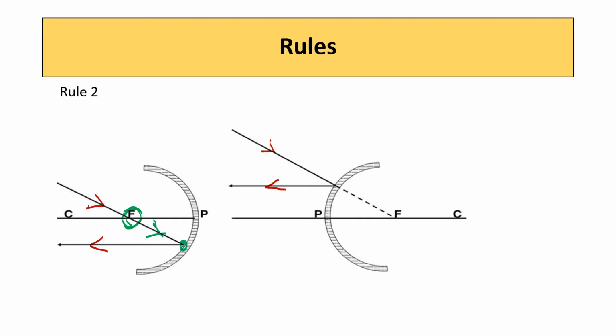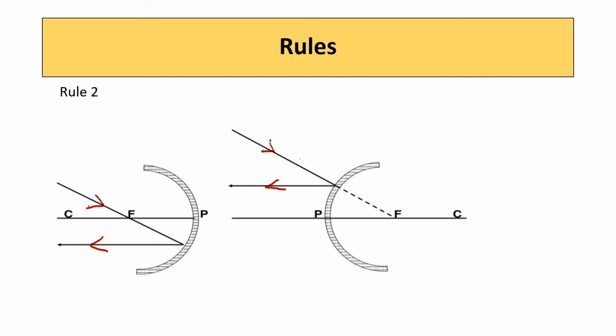This is the point of incidence. And then it gets reflected. This is the reflected ray. This reflected ray is parallel to the principal axis. For the convex mirror, this is the incident ray and this is the reflected ray.